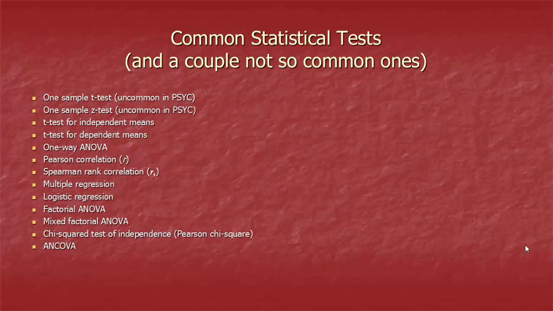The Spearman rank correlation, or rho, is very similar to the Pearson correlation, except at least one of your variables is ordinal rather than continuous. So you have one variable that's a rank order variable.